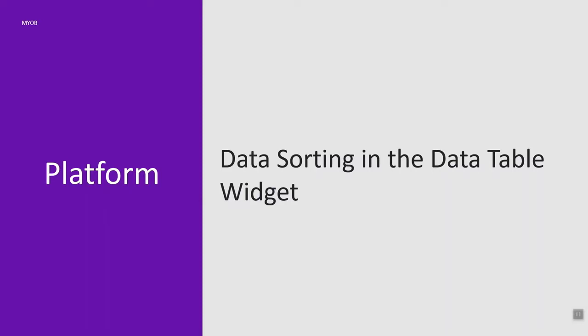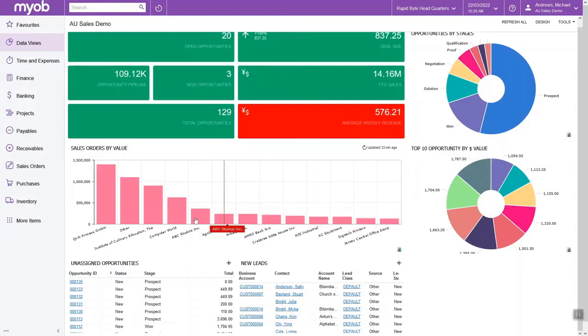The users will be able to sort data in the data table widget by clicking on the column header, and the data will be sorted in ascending or descending order. In my dashboard here, down the bottom, I have 2 data table widgets. On the left side is the opportunities table widget, and on the right side is the lead. As you can see, with this release, I can click on the column header of each of the table widgets and sort the data either ascending or descending.